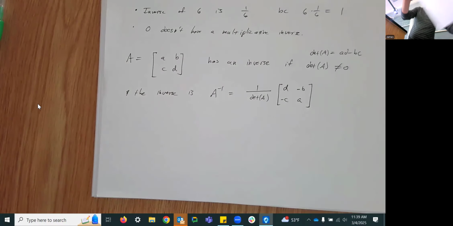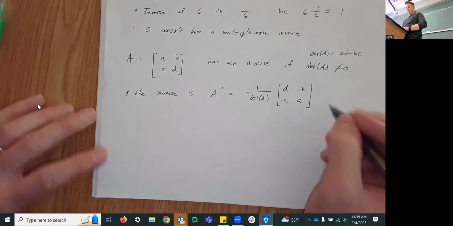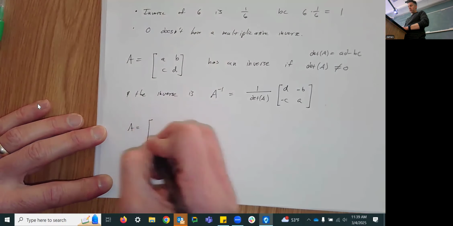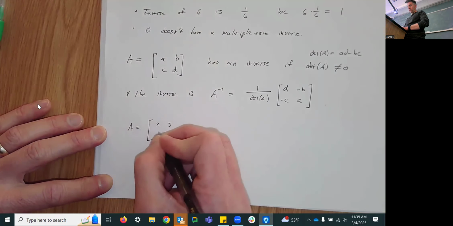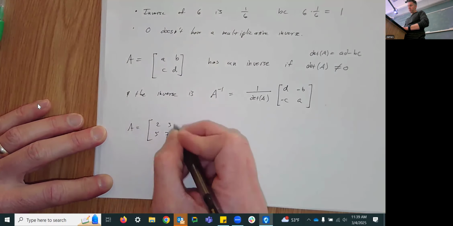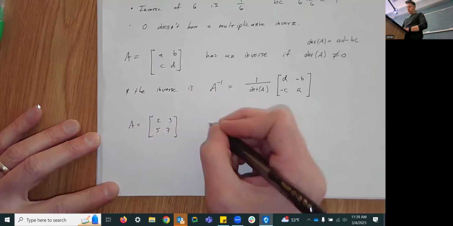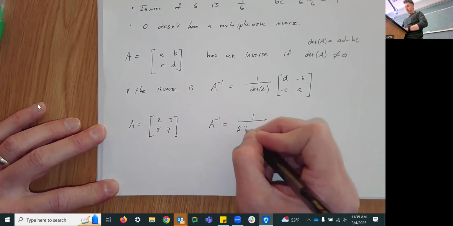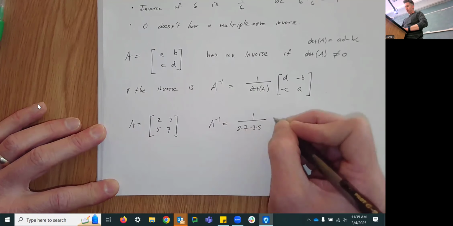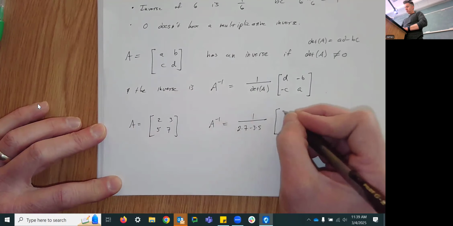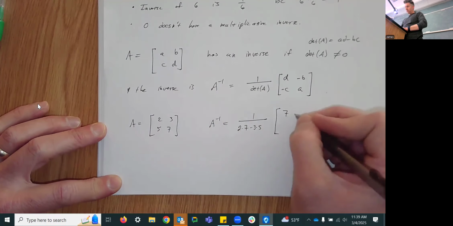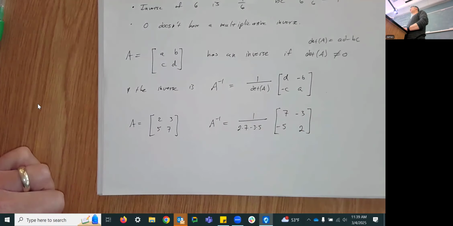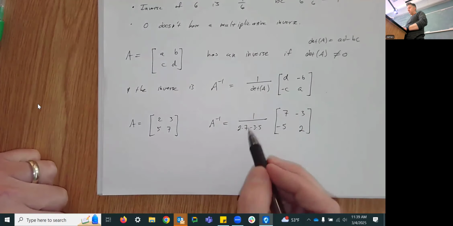So for example, A is equal to the matrix 2, 3, 5, 7. Then A inverse is equal to 1 over 2 times 7 minus 3 times 5, times the matrix where you switch the 7 and the 2, and change the signs of the 3 and the 5. Depending on how this works out, I do like to simplify this.